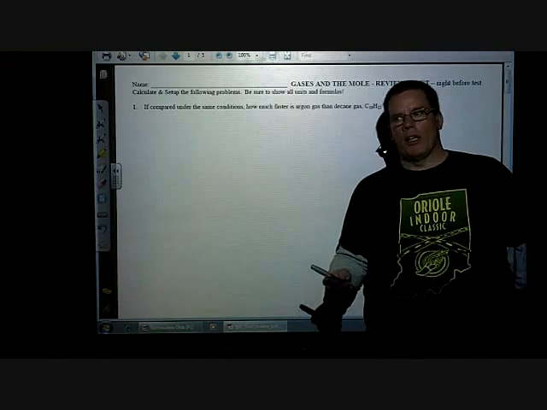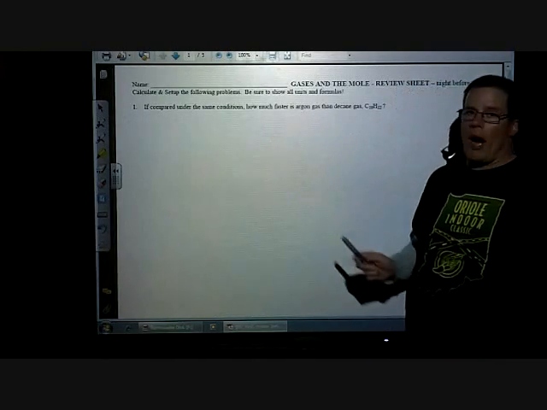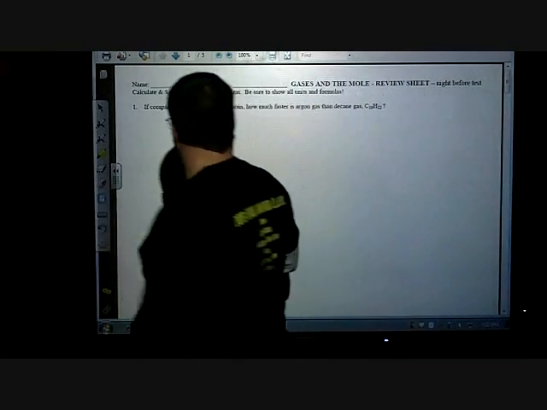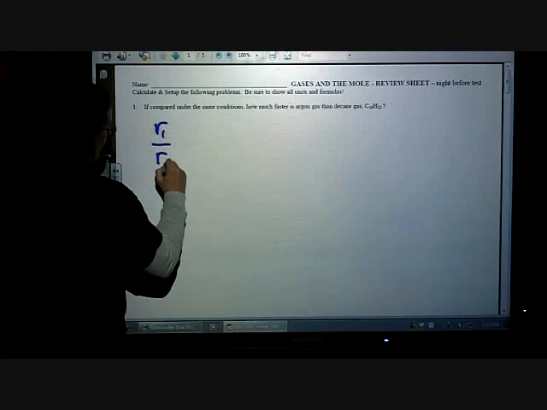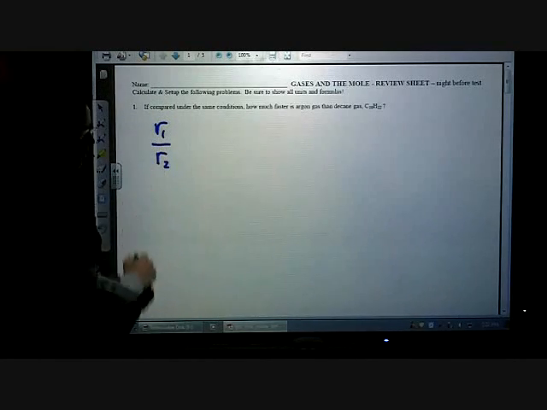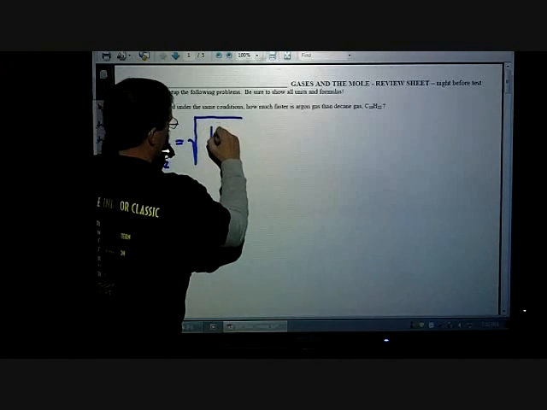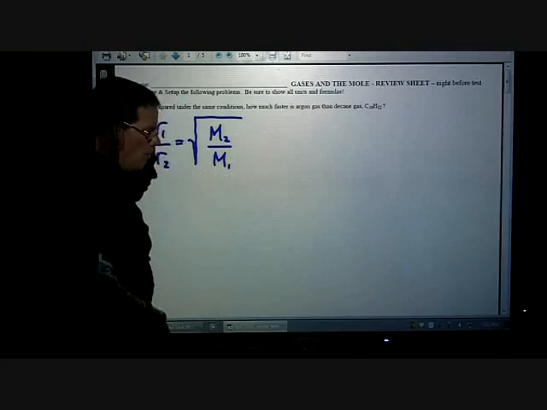There's one equation that just asks for the rate of a single type of gas. This one is comparing the two different types of gases. So let's talk about that equation. The equation that we want to use here is this one, where we have the rate of gas 1 over the rate of gas 2, which is equal to the square root of the molar mass of gas 2 over the molar mass of gas 1.